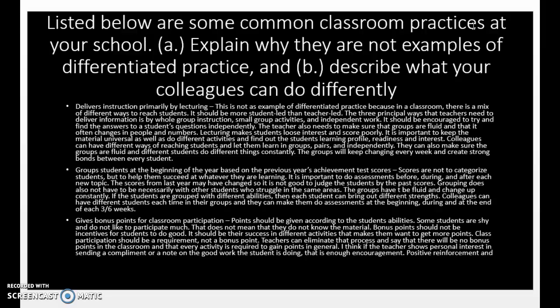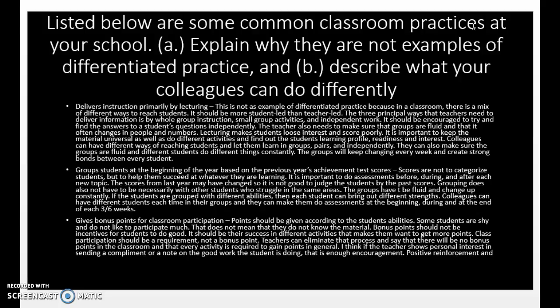I do not want to be standing in front and talking the whole hour and for them to fall asleep or just look around and not pay attention. I want to keep them engaged. And of course, we all know that the amount of engagement from children is much less now than it was before. The second part is group students at the beginning of the year based on the previous year's achievement test scores. No, I do not want to do that, because every student deserves a second chance, and every student deserves to be tested on what they do know already and what they are willing to learn.